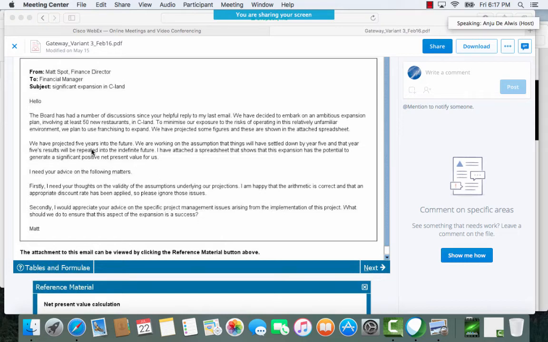So we have projected 5 years into the future. We are working on the assumptions that things will have settled down by year 5, and that year's results will be repeated to the indefinite future. The spreadsheet is there that shows that this expansion has the potential to generate significant positive net present value.